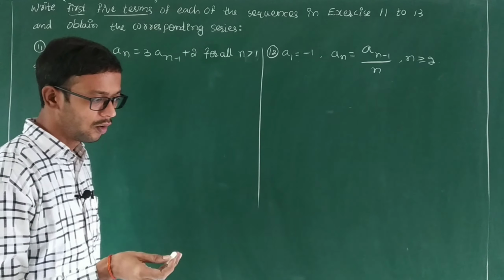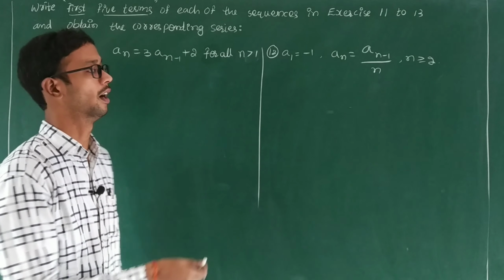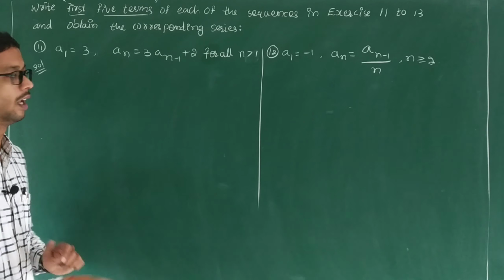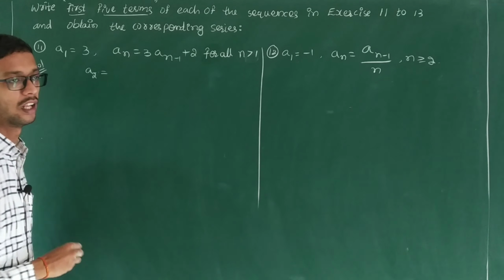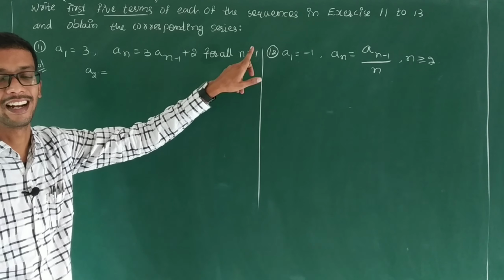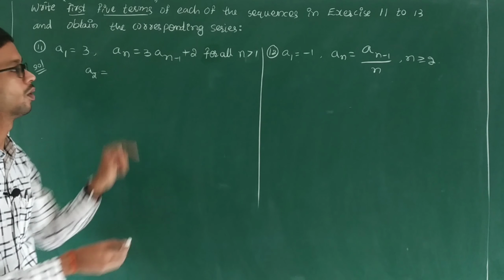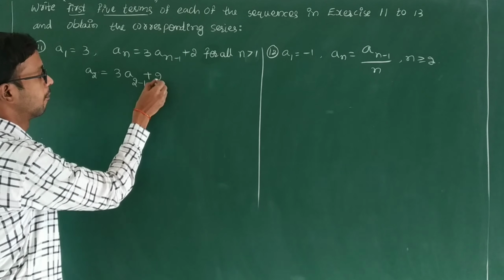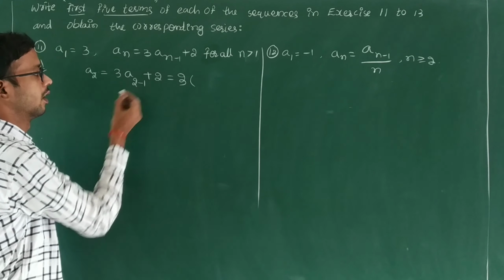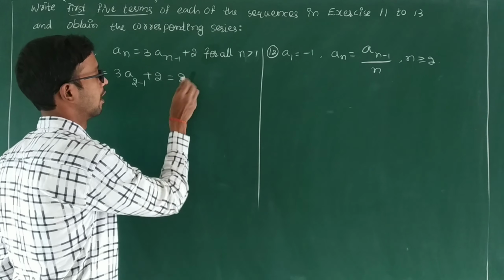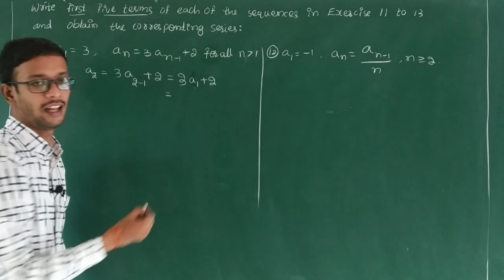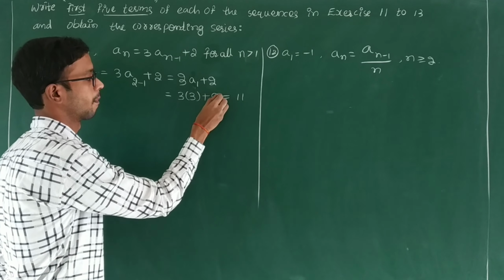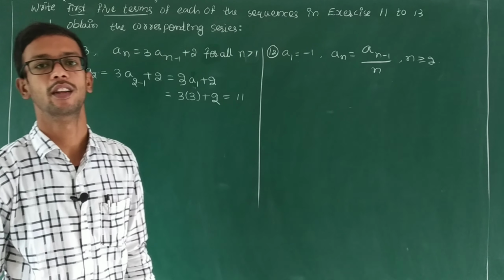First 5 terms means we have to find terms 1 to 5 here. The given a1 is equal to 3. Now we have to find a2. If n is greater than 1, we have to take this value. So substitute: a2 equals 3 into a1 plus 2. What is a1 here? a1 is 3. 3 times 3 is 9, plus 2 is 11.